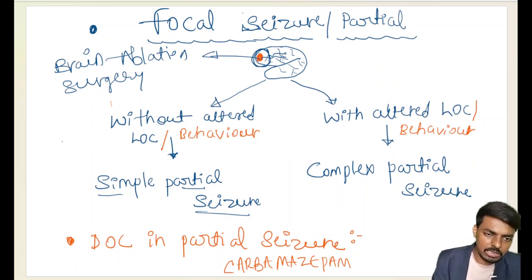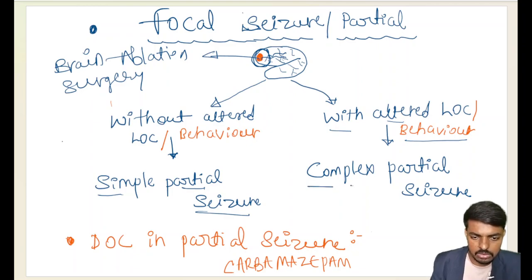When abnormal electrical activities are occurring inside the brain, along with an altered level of consciousness and altered behavior of the patient, we call that a complex partial seizure.